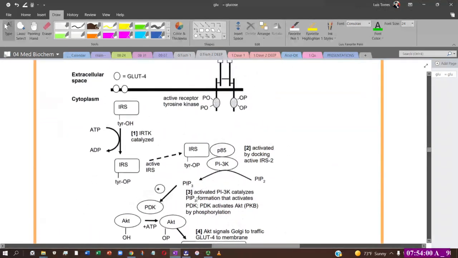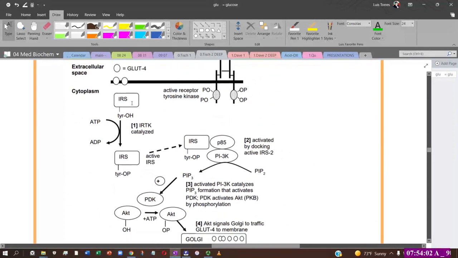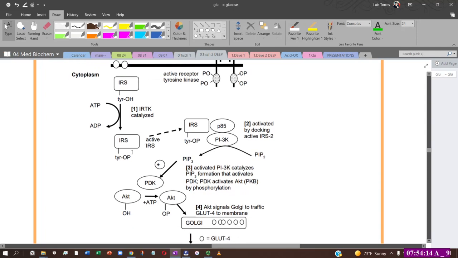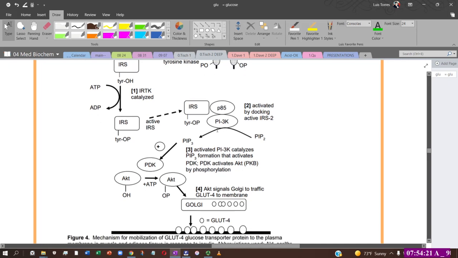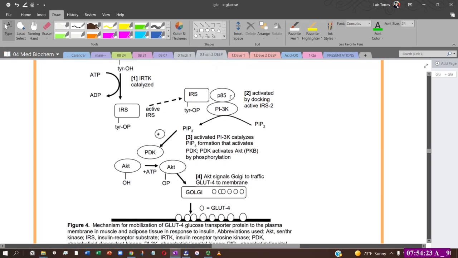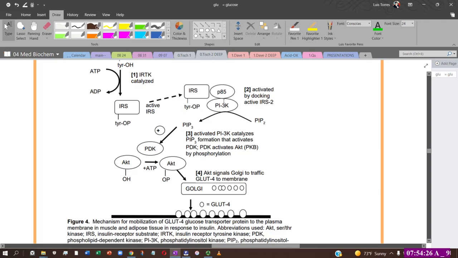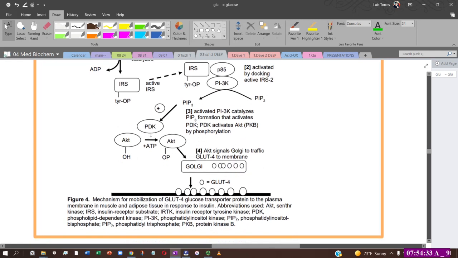But let's see, just to get an overview of what's happening, there is a movement from this IRS thing down to the same IRS thing, but now it's phosphorylated, it looks like. So that attachment, yeah, the P probably stands for phosphate. So now it's active, the IRS is active, and then that interacts with this P85, probably a protein, and then kinase 3, and interacts with PIP2, and then it leads to the following.